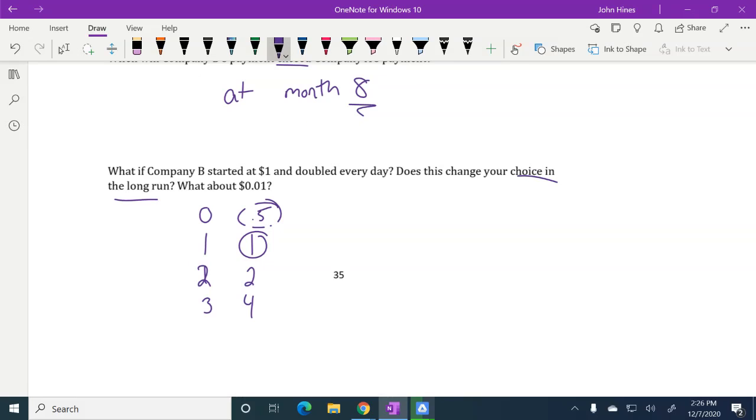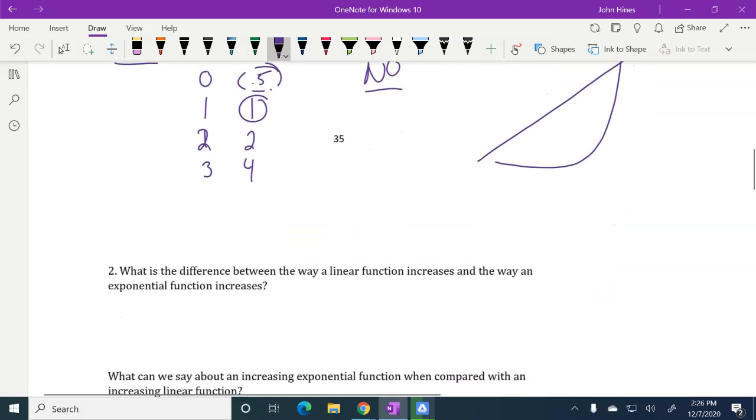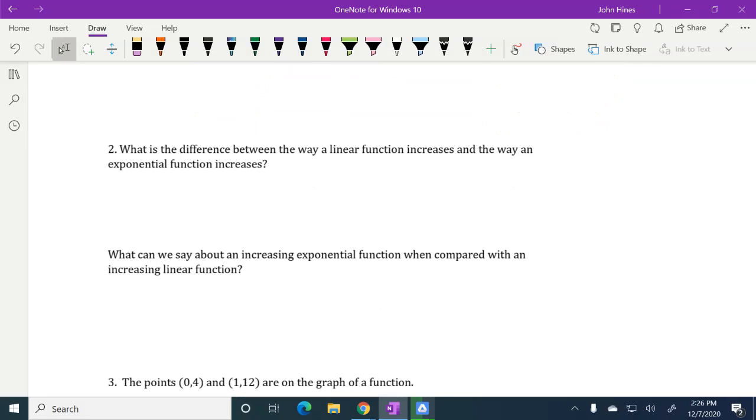Does it change my choice in the long run? No, it doesn't, because that doubling pattern is always going to outrun a slope. If I have a linear function, that's like a little engine that could, whereas an exponential might start off really slow, but once it starts growing, it skyrockets up. So eventually, an exponential curve will always be above a linear function. An exponential function will always win.